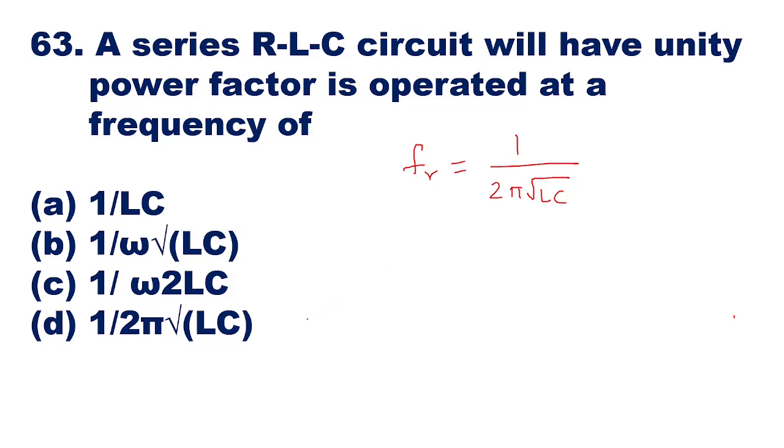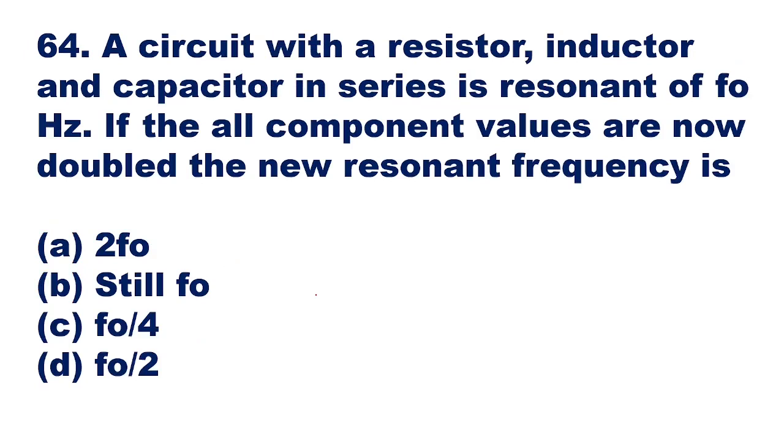So here 1 by 2 pi root LC means option D is the right answer here, 1 by 2 pi root LC. So here you can see option D, 1 by 2 pi root LC is the right answer because it is the expression for the resonant frequency for series resonance. Then we'll go to the next question.